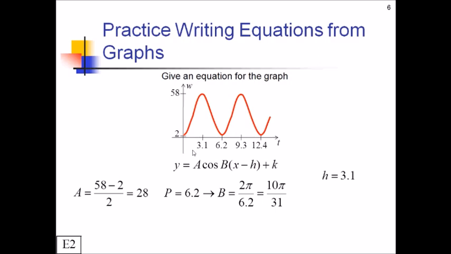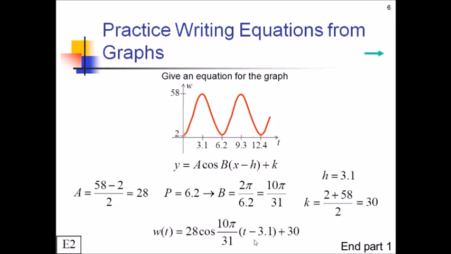That's going to be the average of the top and the bottom, so 58 plus 2 over 2. That's 60 over 2, or 30. Plugging it all in now, we have 28 cosine of 10 pi over 31, parentheses x minus 3.1, plus 30. And you'll notice here that just to be consistent with what they gave me for a function, I'm saying w of t and using t as my input variable.